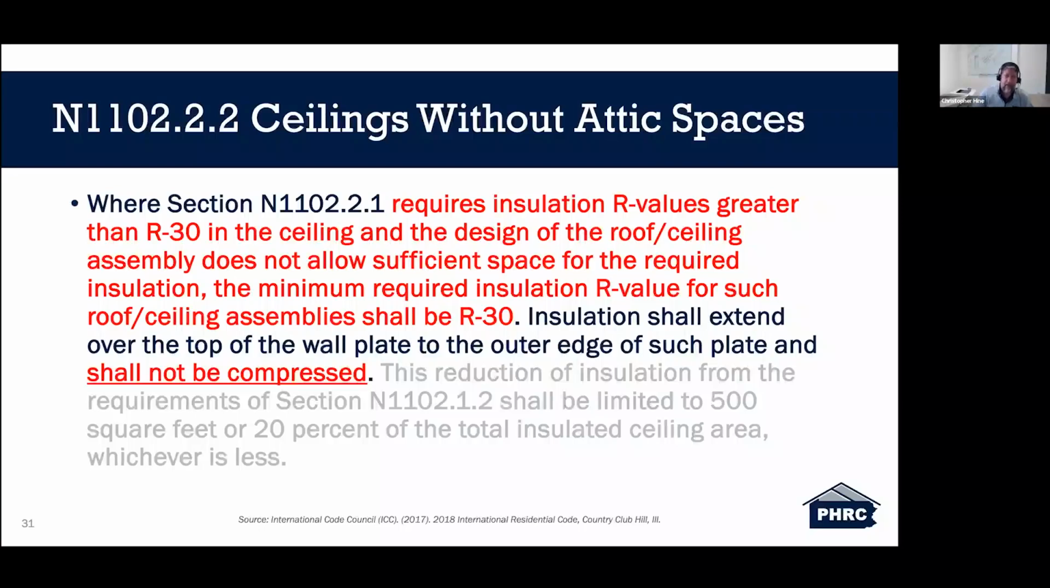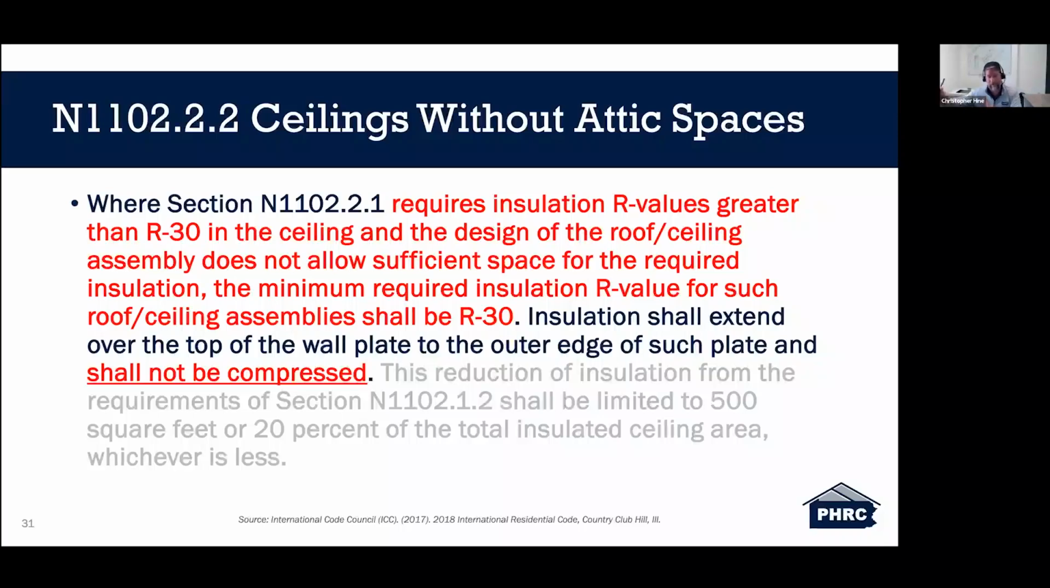And what this states here is that where N1102.2.1, which is the provision that we just looked at, says that you can reduce from R49 to R38 without compression, you can do that. But what this provision says is that where that rule requires insulation greater than R30 in the ceiling, and that ceiling assembly does not allow for sufficient space for the required insulation, the minimum required insulation R value for such roof ceiling assemblies shall be reduced to R30.